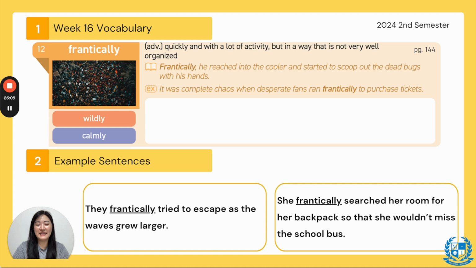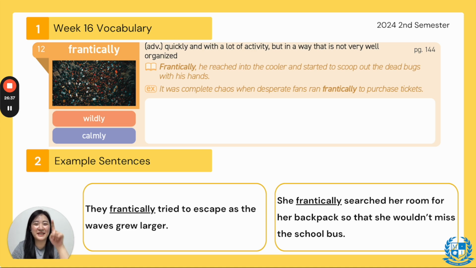In our book, it says, frantically, he reached into the cooler and started to scoop out the dead bugs with his hands. So remember, he had this big cooler of lemonade, but Jesse did something and put bugs in it. So he had to scoop it out when he finally found out. But he wasn't calmly scooping it. He was frantically.